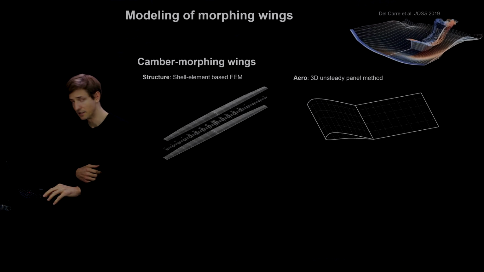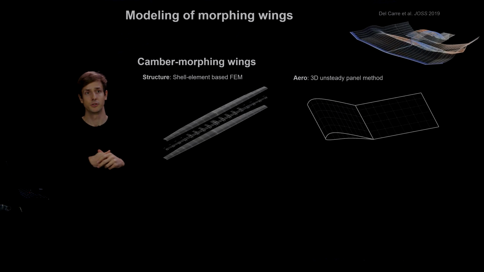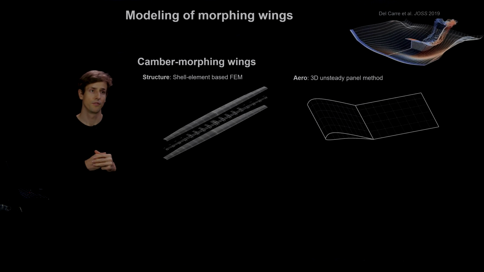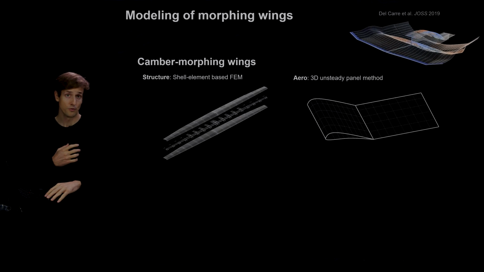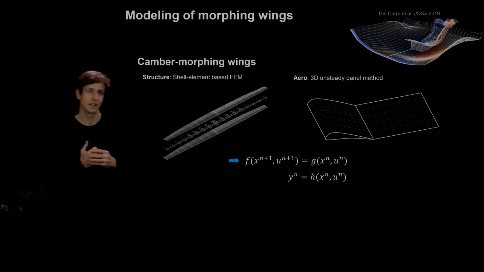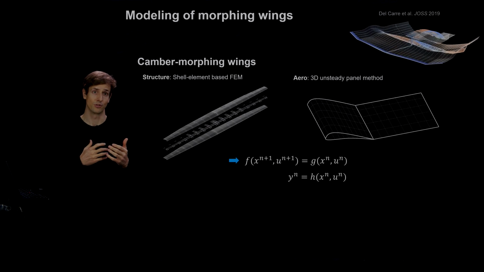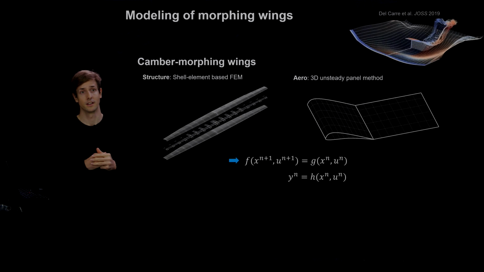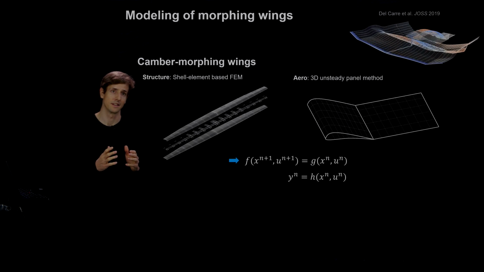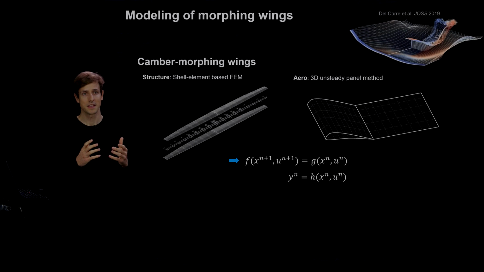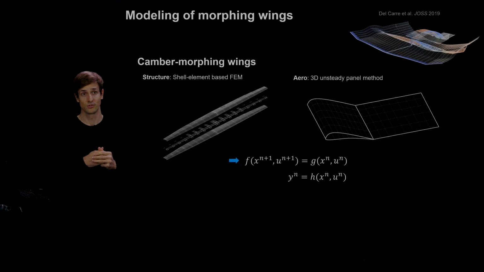Then, similar to the unsteady vortex lattice method, we use a 3D unsteady panel method. So we also reduce the problem to the surface of the wing and the wake. And ultimately, what we solve for both methods is a set of nonlinear differential algebraic equations. And this is very important to consider if we then later want to develop a reduced order model. But ultimately, what is the issue with this is that those methods are comparably efficient, but they're still way too slow to be used for control.